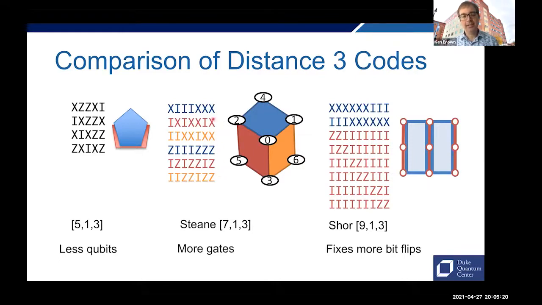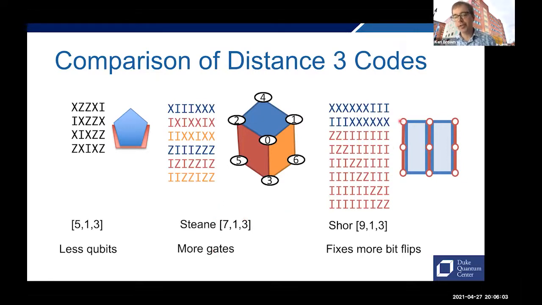It has six checks, X types and Z types. And if I draw it graphically like this, they correspond to these different faces. And then notably, they're the same. So these top ones look like X's, the bottom ones look like Z's. So that's a nice property of this code. And so it actually makes it easier to do logical gates, which I can't really go into today, but it's an advantage for single qubit gates.